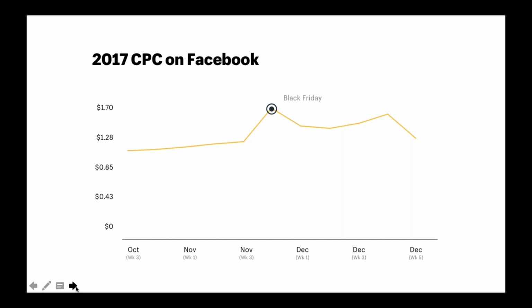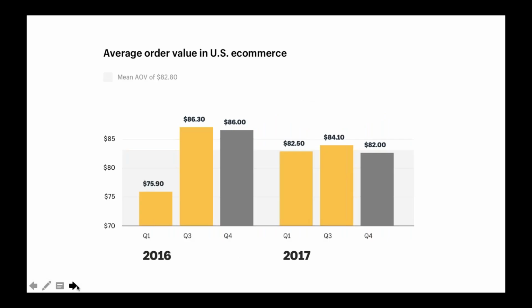Now, keep that number in mind while we examine AOV. We also crunched the numbers on multiple studies from Statista, ComScore, and eMarketer, and found that the mean AOV for US e-commerce is $82.80. That's indicated by the gray area on this chart.